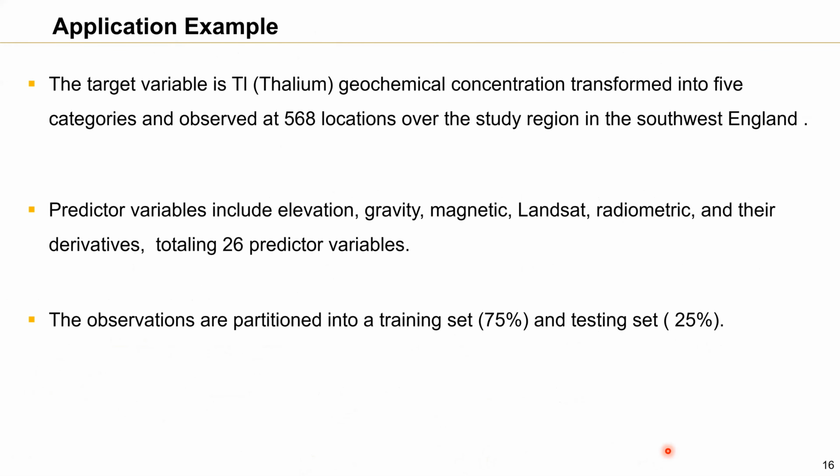Now, I'm going to show you an example. So here, the target variable is the thallium geochemical concentration that has been transformed into 5 categories, so 4 quantiles, and we have about 568 data locations. In terms of predictor variables, we have 26 predictor variables that include the elevation, the gravity, the magnetics, some Landsat. The data have been divided in 2 parts, the training set and the test set. The training set has been used to train the machine learning model, and the test set is used to assess the predictive performance.